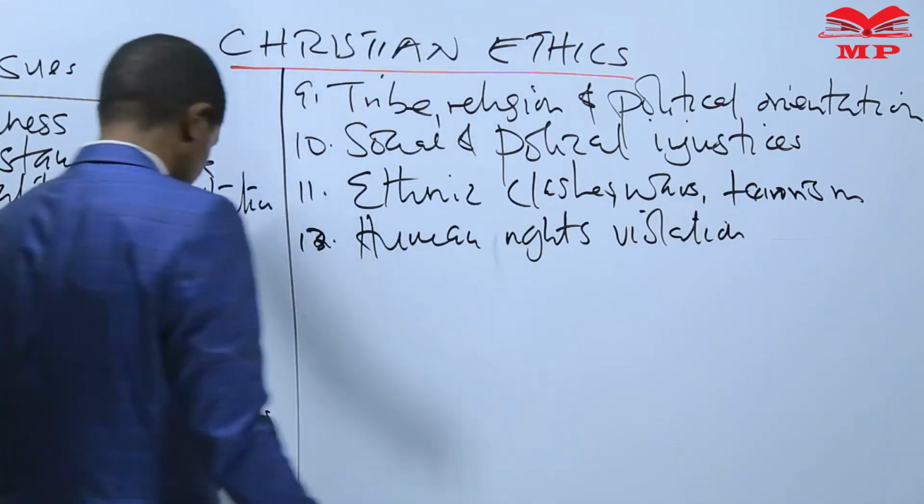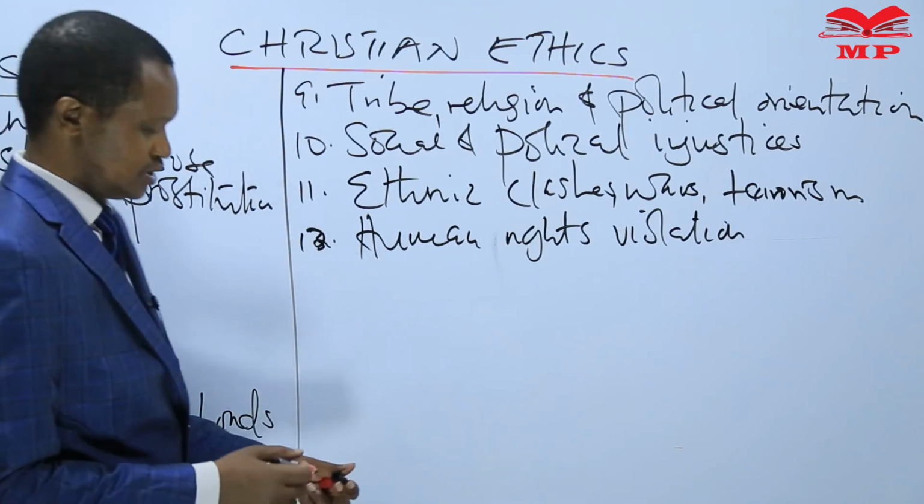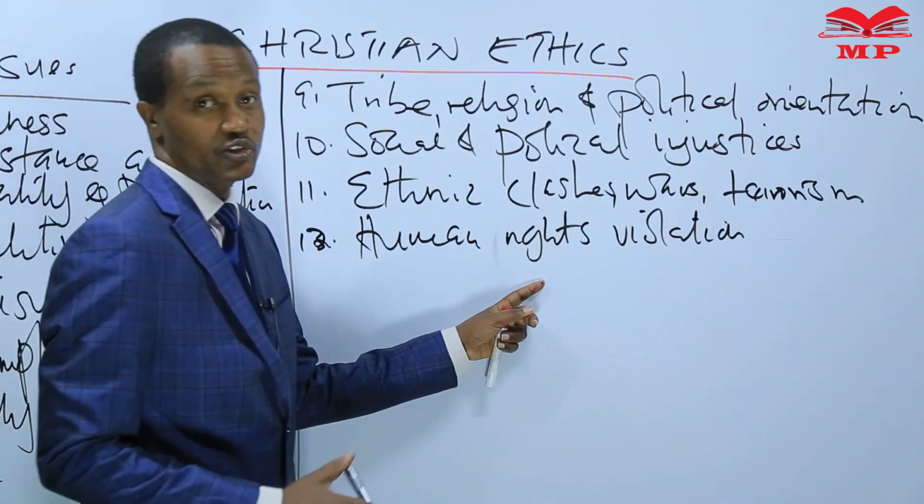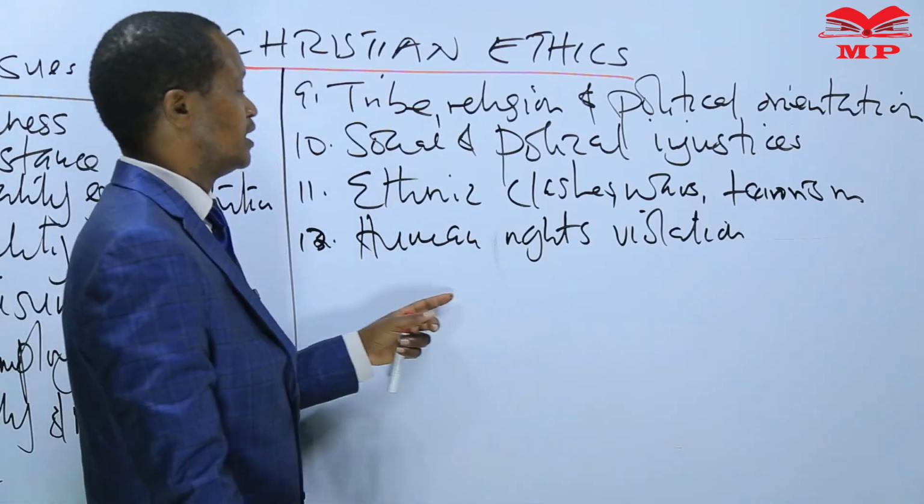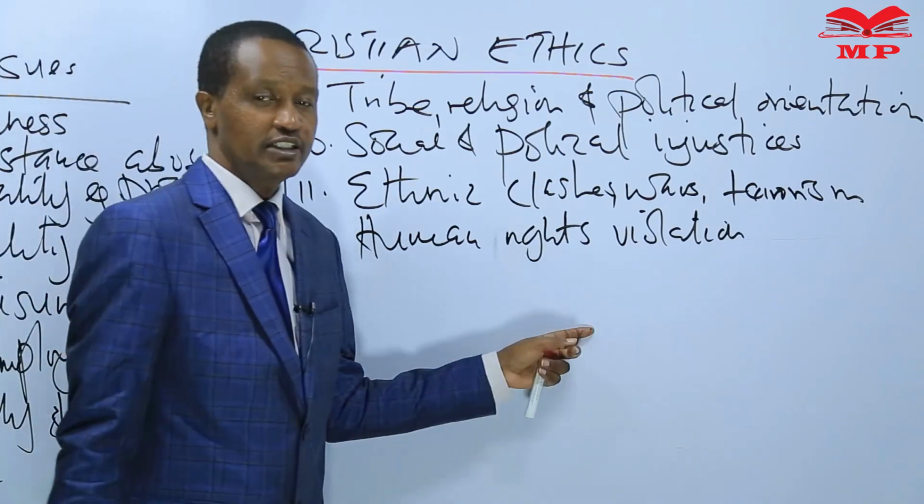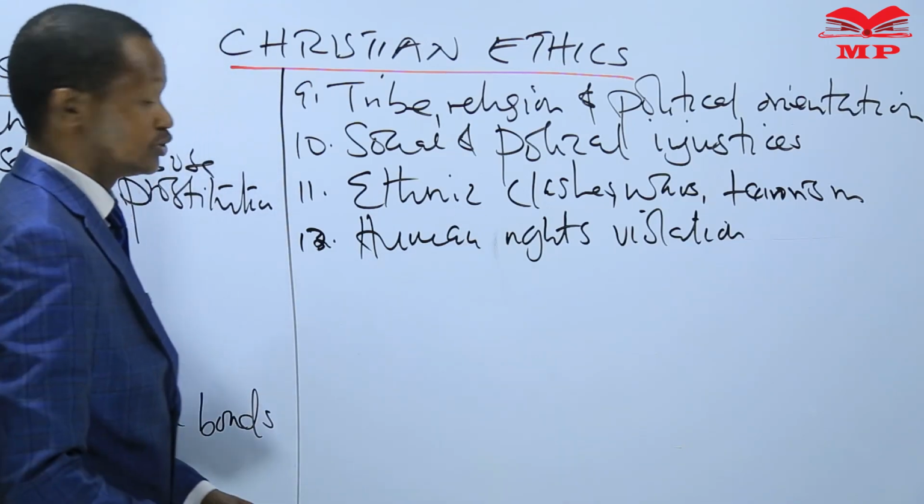Every human being has certain rights, like the right of expression, right to life, right to association, and so on. Some of these rights are enshrined in our constitution and other countries' constitutions. Some of these rights are violated. These are issues that will need to be addressed.